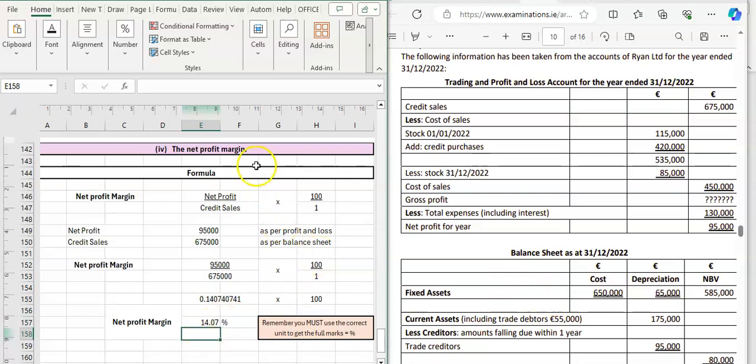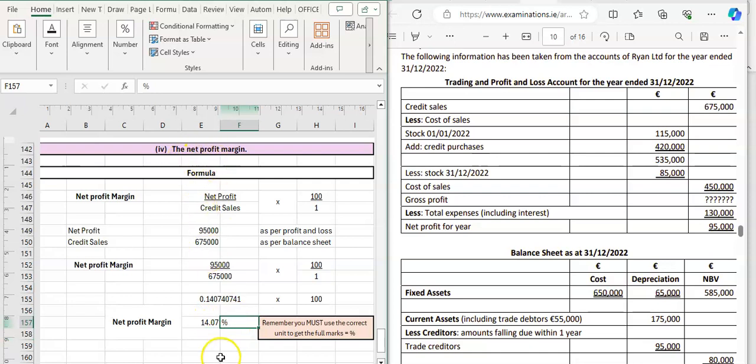So that's your fourth adjustment for Rhine, looking at the net profit margin. So you need to find your net profit and your credit sales. Remember, your net profit is in the trade and profit and loss account, 95,000. Credit sales is given to us in the question, 675,000. We're going to divide 95 by 675, and the figure we get, we're going to multiply by 100. We're going to round it to 2 place of decimal, and we're going to have the unit of percentage.